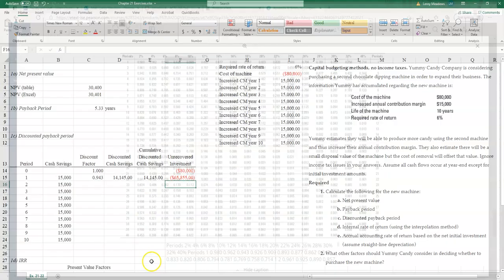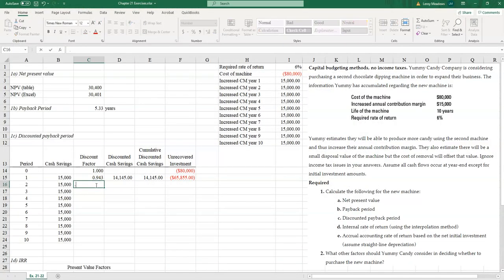So now I will multiply this by 0.890, and that will give me a discounted cash savings of $13,350. So what's my cumulative discounted cash coming in towards my unrecovered investment? Well, the cumulative amount so far is $27,495.